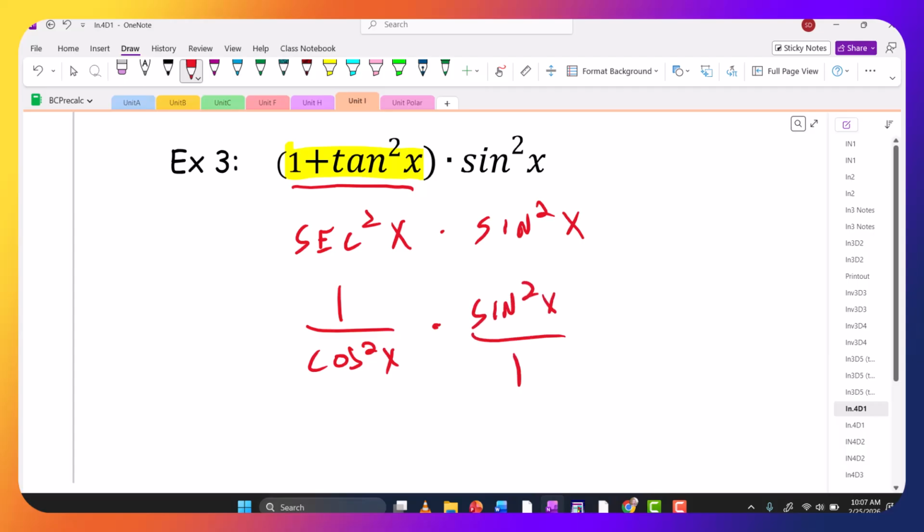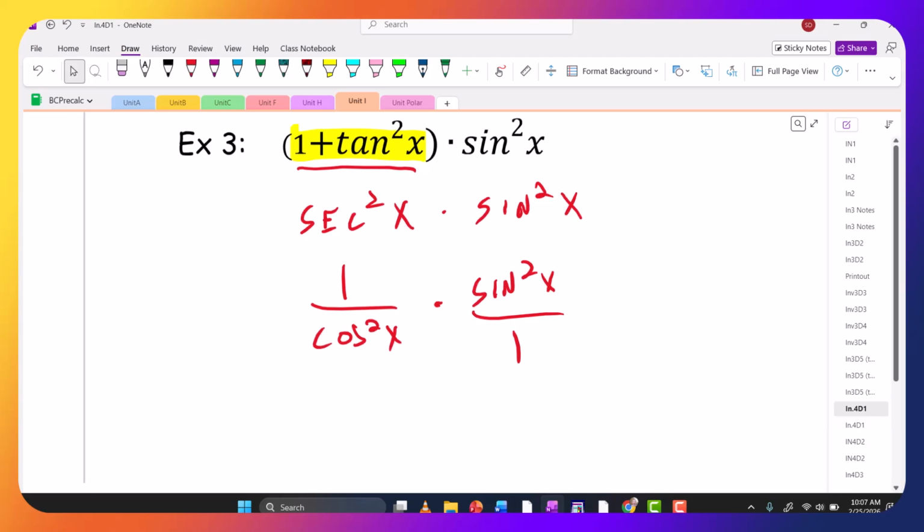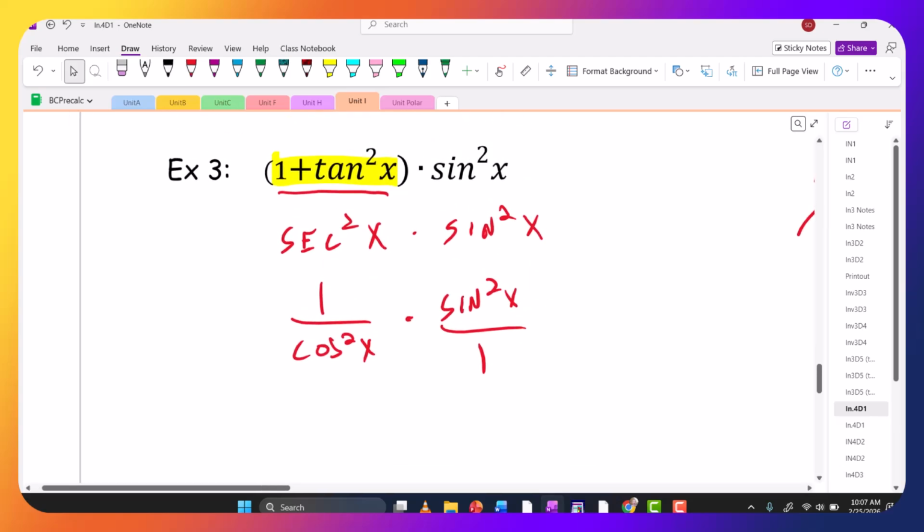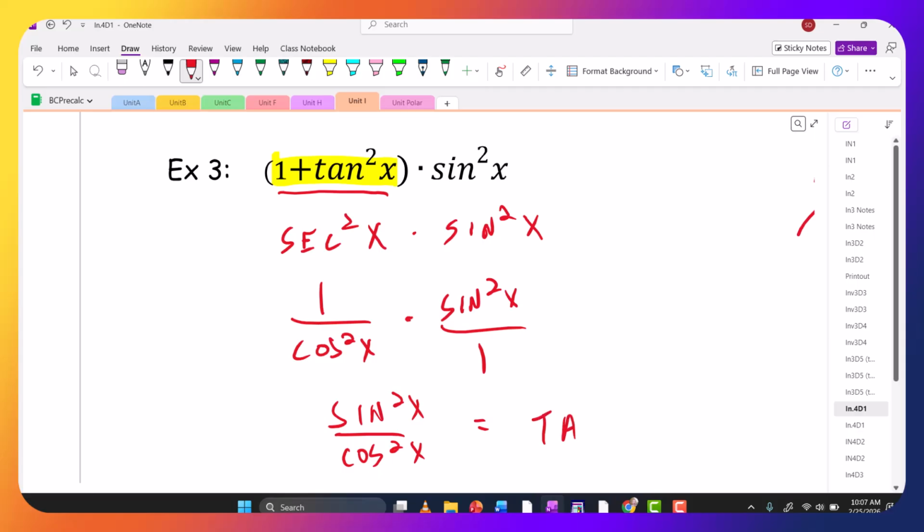Now, why would I do this? What is sine over cosine? Tangent. So look at this. You've got 1 plus tangent squared times sine squared. Look at what ends up happening. This is sine squared over cosine squared. This is an unnecessary step, by the way. You should know that this ends up being tangent squared.